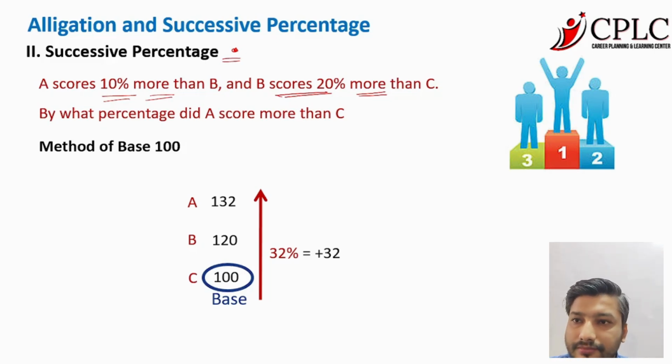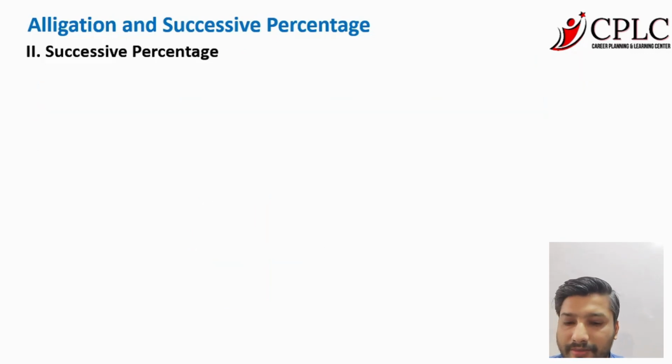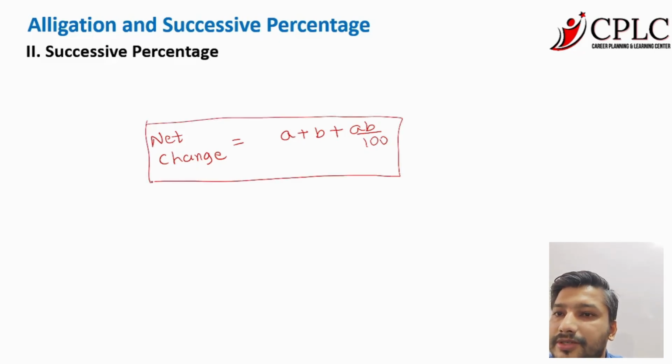But now what we will need to understand is first of all the formula to calculate the answer. So there is a formula to calculate the answer, and that goes by the name net change. And this net change is given by the formula A plus B plus AB upon 100. So this is the formula for successive percentage that you will have to remember. The best part is whatever these 2 percentage numbers that I am talking about, these are your A and B. You simply have to substitute them in the formula.